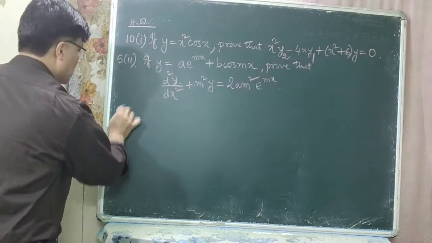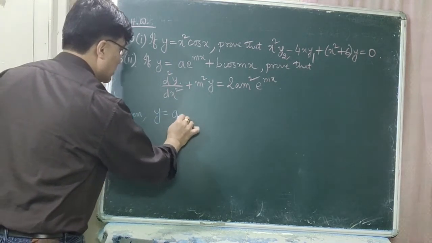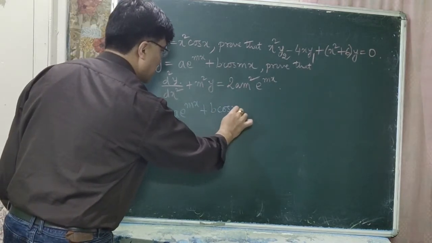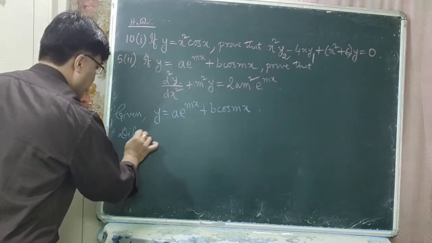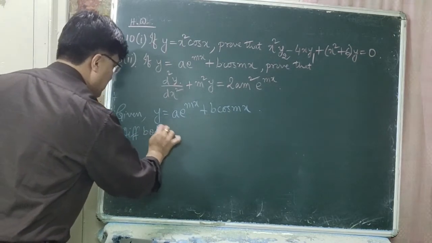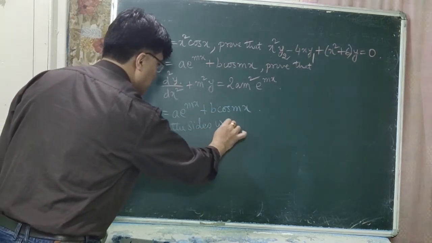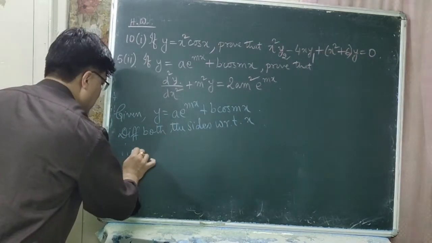Okay? So what is given here? y is equal to a e to the power mx plus b cos mx. So differentiating both the sides with respect to x, let us get dy by dx here.